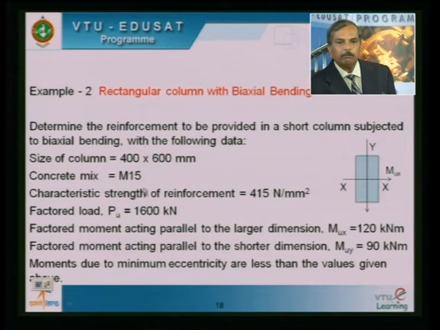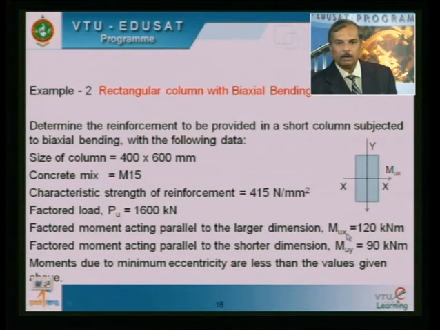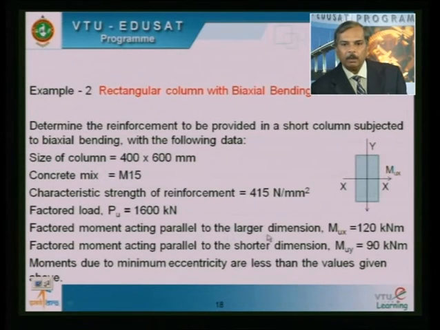And the grade of the concrete is M15. From M20 it has been reduced. Characteristic strength of steel is 415 megapascal. Factored load is 1600, again it is Pu, and similarly Mux, the factored moment acting parallel to the longer dimension. Moment parallel to the longer dimension means the moment acting parallel to the longer direction. You can see here, this is the longer direction. With respect to the longer direction, you have the moment, means your column is going to bend with respect to the major axis, and that major axis is the axis which is parallel to the smaller dimension.